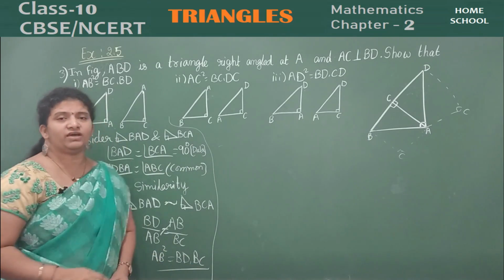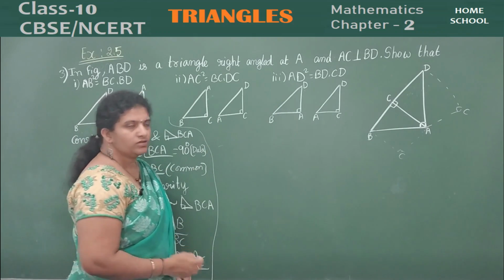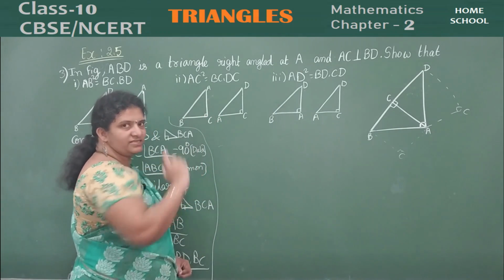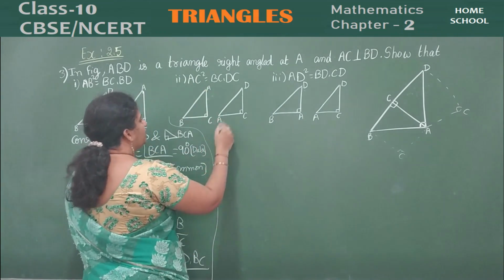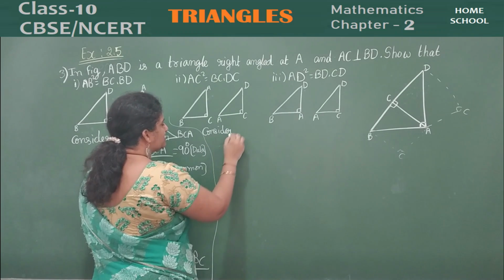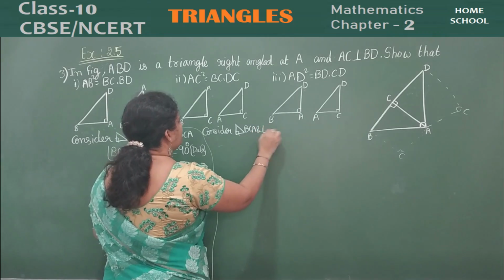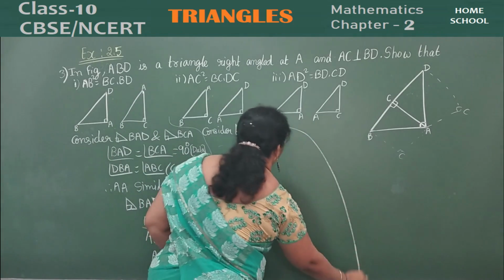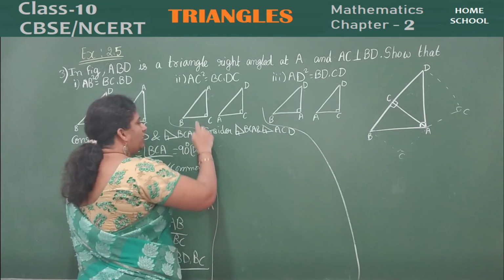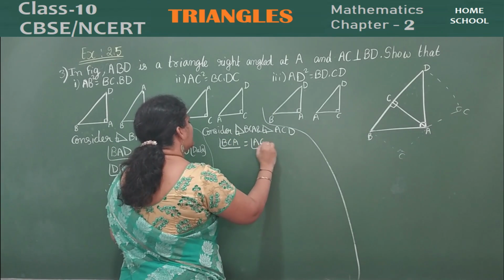Then what about second one? Same manner. So I have already drawn the figures here, so no need of observing big figure. I have taken separately. And now I compare these triangles. So now, same manner, consider which two triangles here? Right angle triangle BCA and right angle triangle ACD.